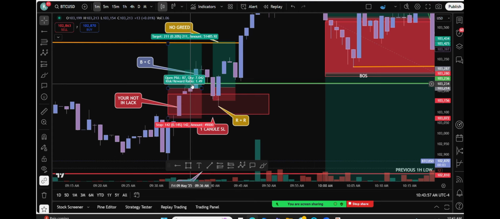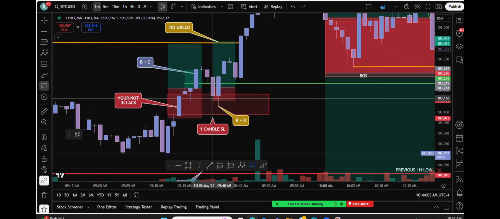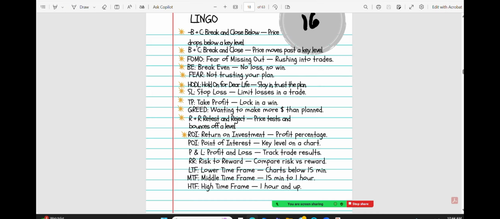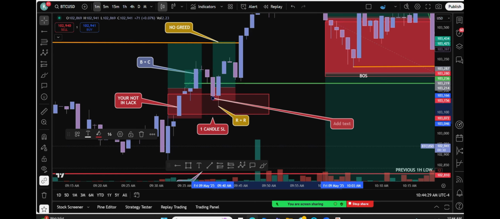Right? So, what we want to put there is, when it comes to trading, we know you might win 10 times in a row. You could lose 10 times in a row. You could lose 100 times in a row. Win 3,000 times in a row. Winning and losses are distributed randomly. So, HODL means hold on for dear life. Stay in, trusting your plan. Plan your trade, trade your plan.